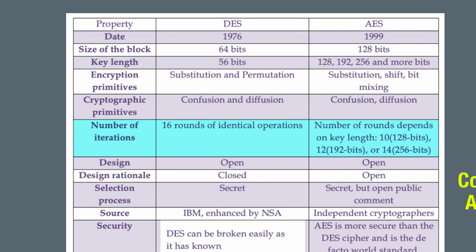The design of AES is open, while the design rationale of DES is closed. The selection process of DES is secret, but for AES it is secret but open to public comment. The source of DES is IBM enhanced by NSA, while for AES it is independent cryptographers.